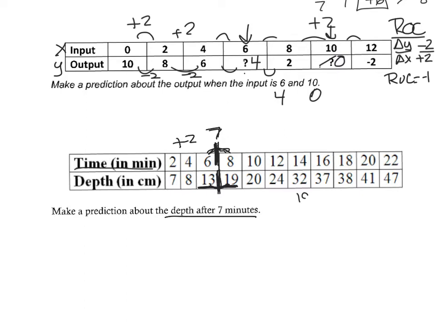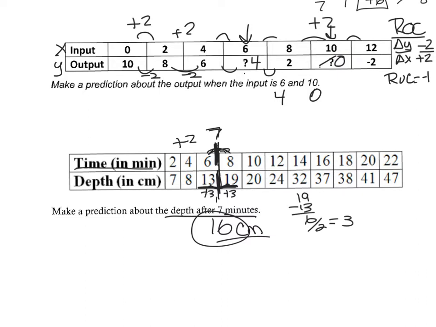So if you say 19 minus 13, you get 6. And then half of that is 3. So the halfway point would be +3, right? So it's going to be 16. It will be halfway in between there. Okay, so it's 16 centimeters in depth.